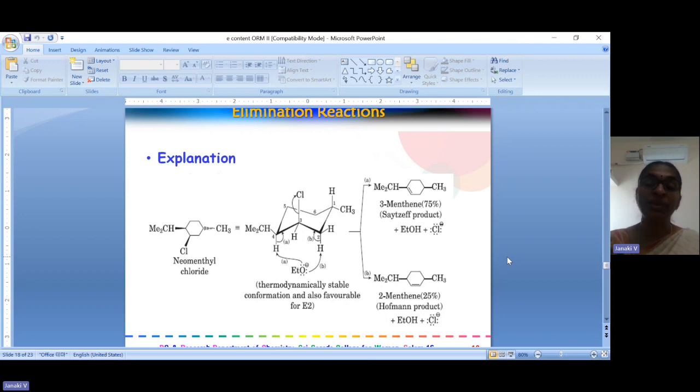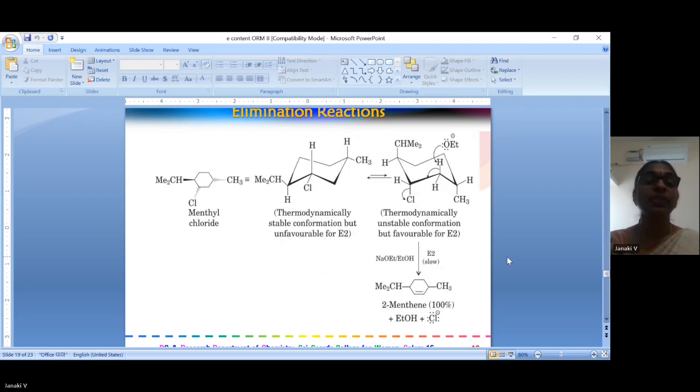That is 3-pentene and then 2-pentene. Here in this, the highly substituted product is the predominant product and the less substituted product is the minor product. That is a Hofmann product. And similarly, we can see for the methyl chloride.